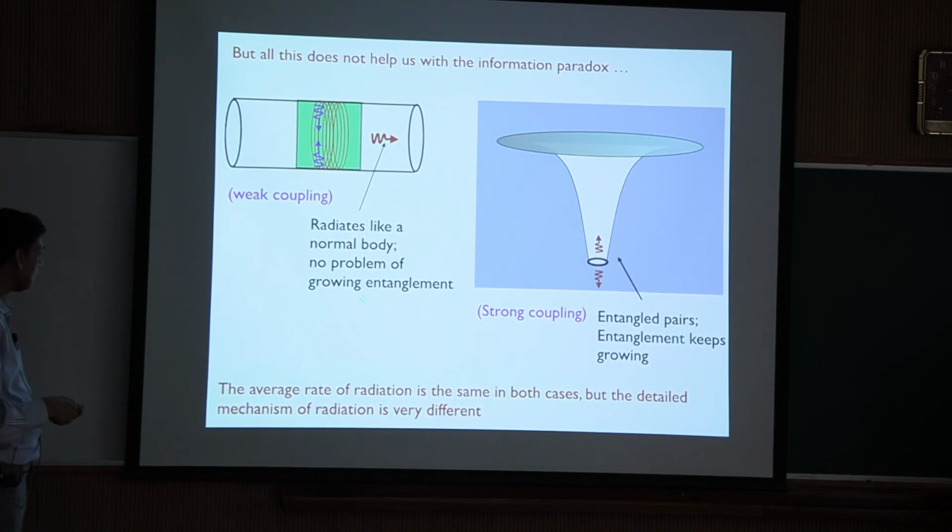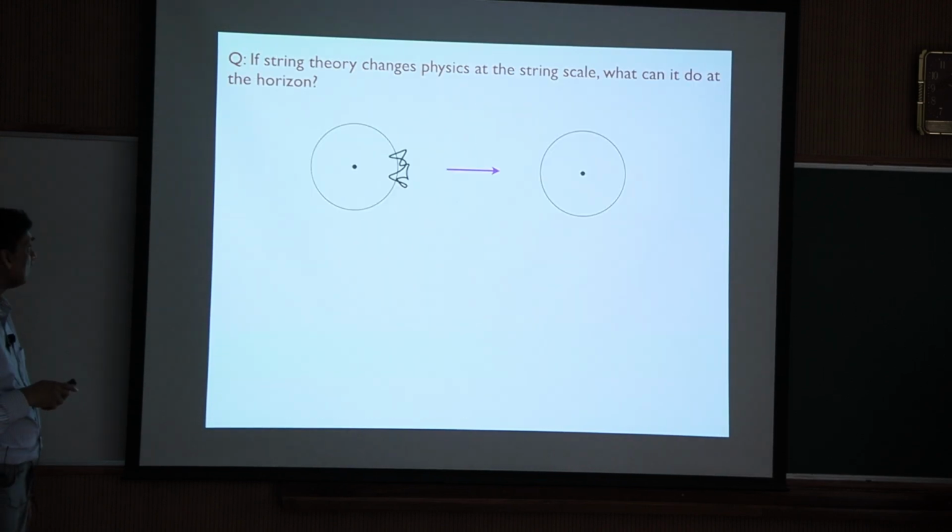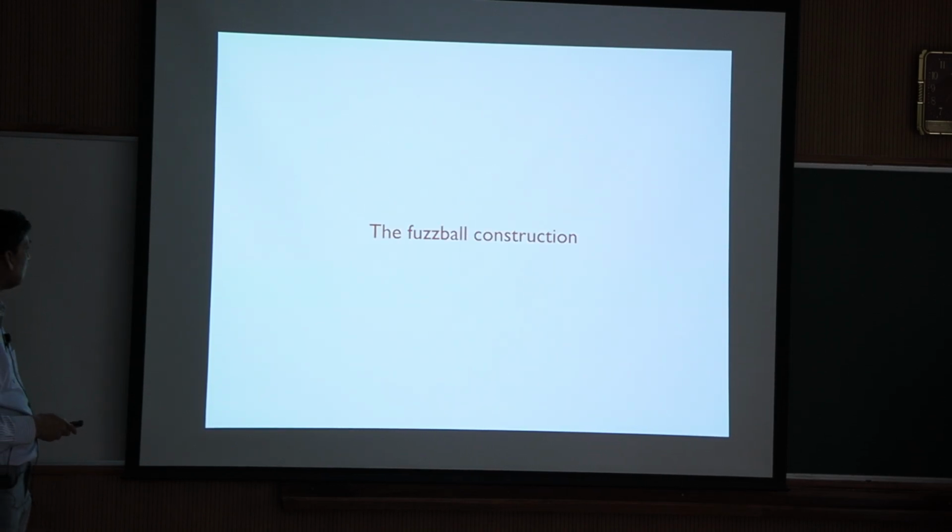So the same puzzle, I'm just repeating the problem. The rate of radiation is the same, but the method looks very different, and so we still have our information puzzle. We are still back to square one. Okay, so our real question is, how can string theory help? Because strings are normally quite small, like Planck length in size. You have a big black hole, a solar mass black hole, about 3 kilometers. If you put a string there, it will also fall and go back to being a black hole. So how can string theory tell us anything new about a black hole?